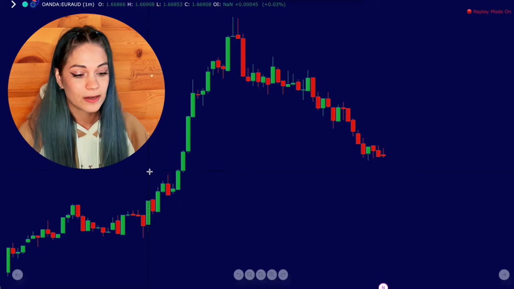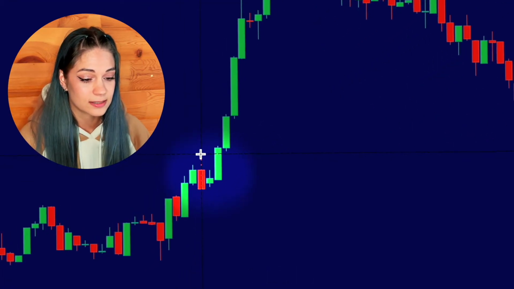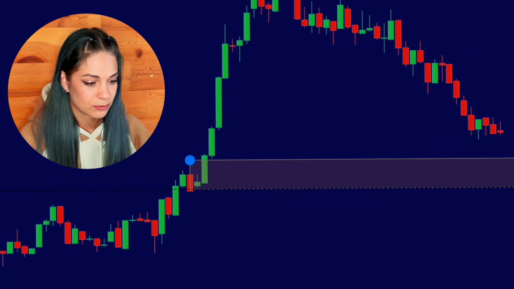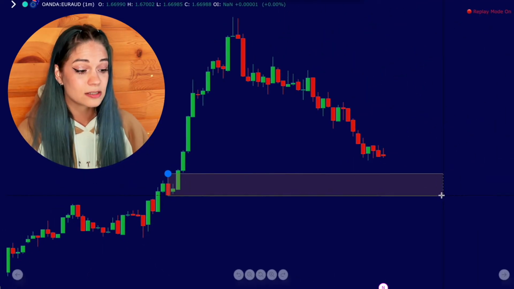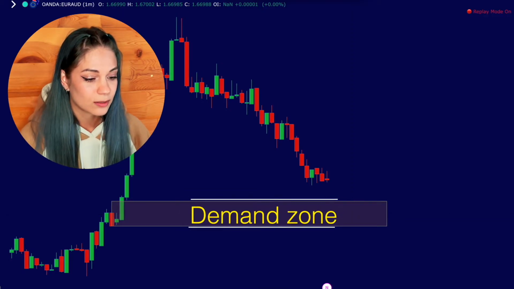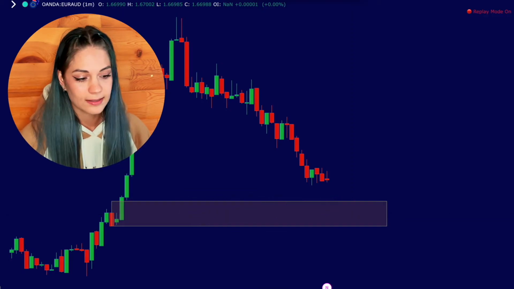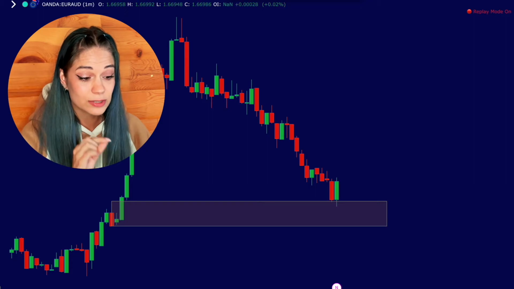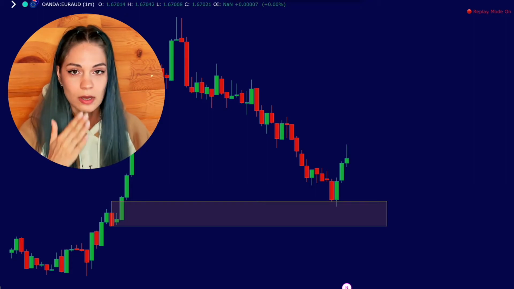And then we need to find the previous candlestick of the opposite color. In this case it is this red candlestick. We are marking this zone, and this zone is the demand zone for us on this chart. And when the price is steadily going down with the correction, it reaches that zone and shoots up again.